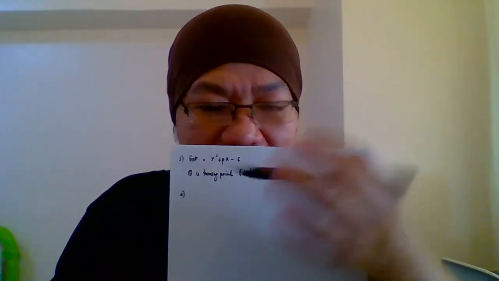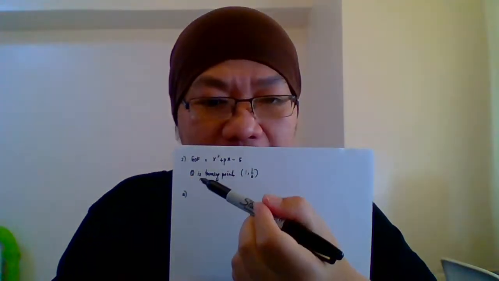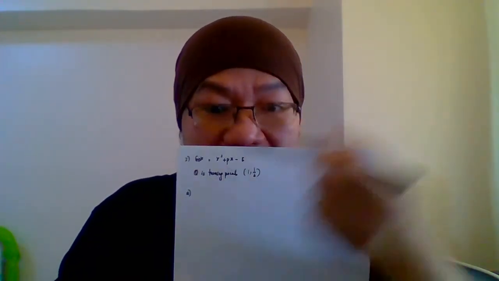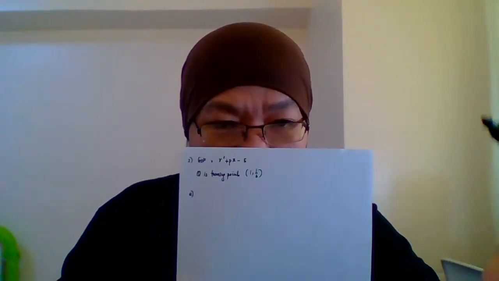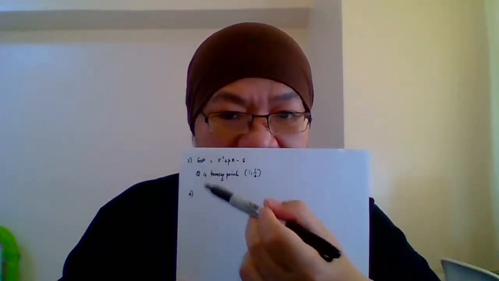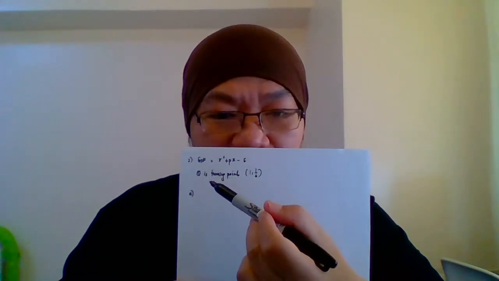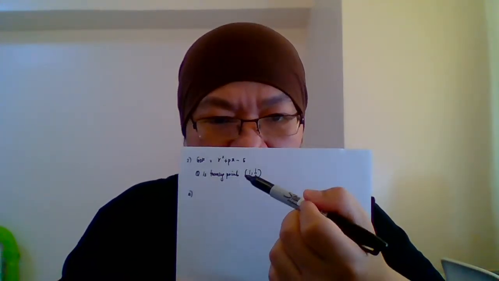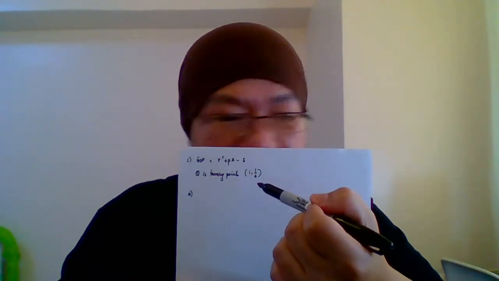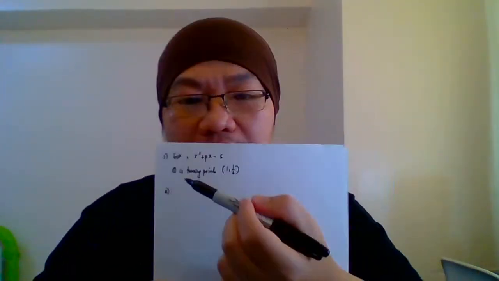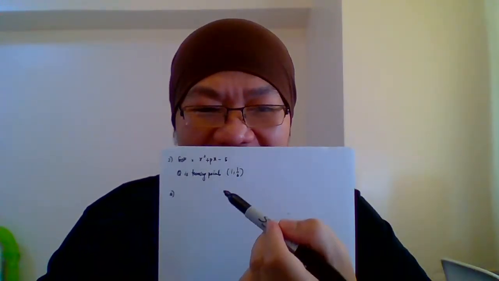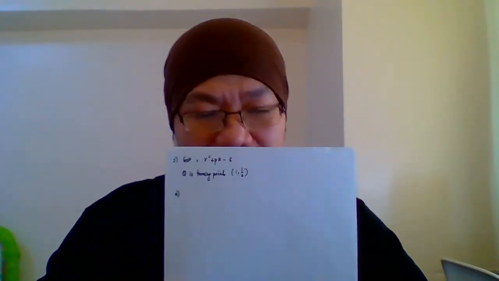Now, the GOF is given. Okay, the GOF is given by x squared tambah px minus 5. And Q is the coordinate lies on the curve. And this Q have a special name which is we call a turning point, with the coordinate of Q is 1 over 3. Turning point. Okay, this is chapter 9.